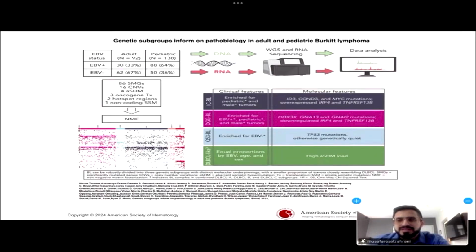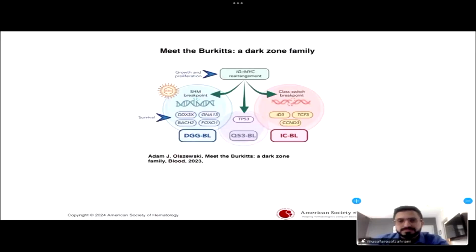For example, the DGG Burkitt lymphoma is enriched for EBV positive cases and pediatric cases, whereas the TP53 subtype is enriched for EBV negative cases and TP53 mutations. So the primary breakage is the CMYC, but all of these patients will have secondary genetic mutations or hits that lead to the 3 molecular subtypes.